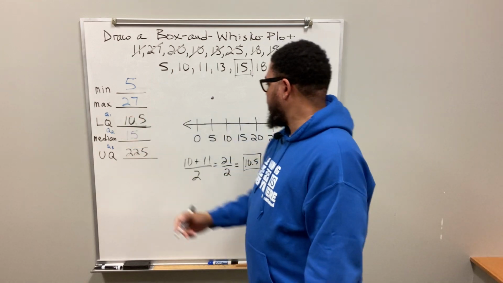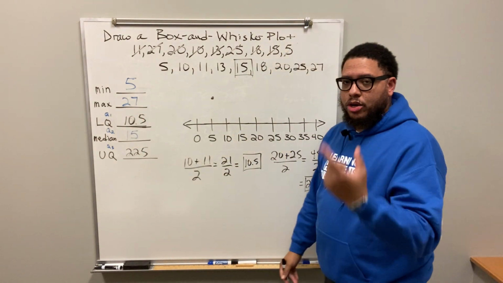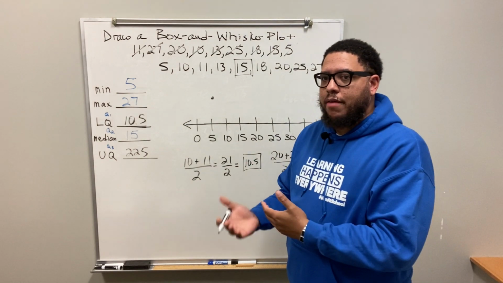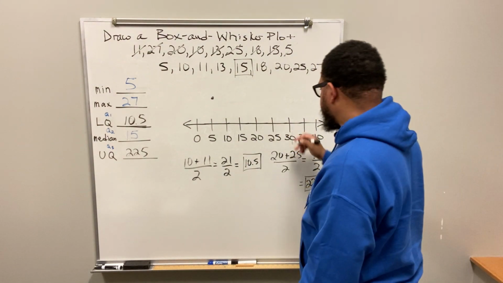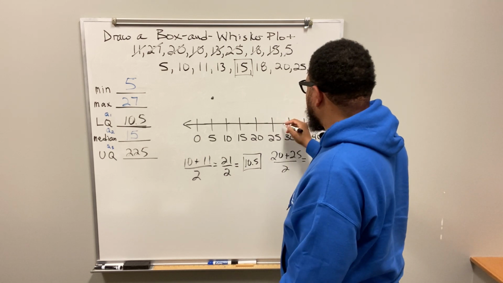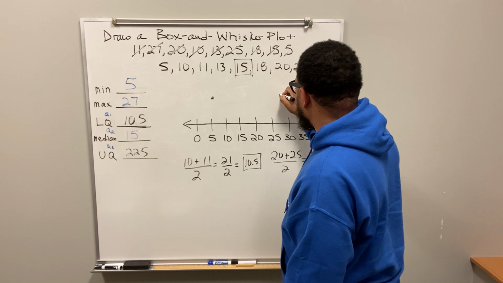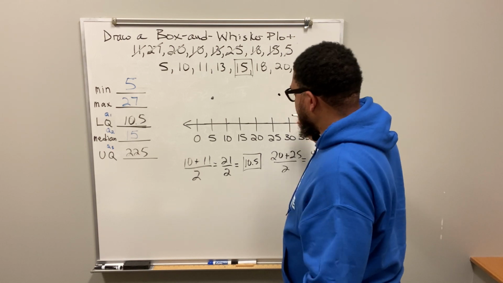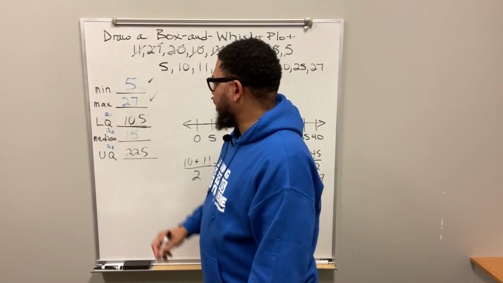It's 27. But you look on this number line, I don't see a 27. But what I know is that 27 is bigger than 25 and less than 30. So it's between 25 and 30. Almost halfway between. So I go up above where I think 27 would be, and I draw a dot. That's what I do. So now my minimum is taken care of, my max is taken care of.